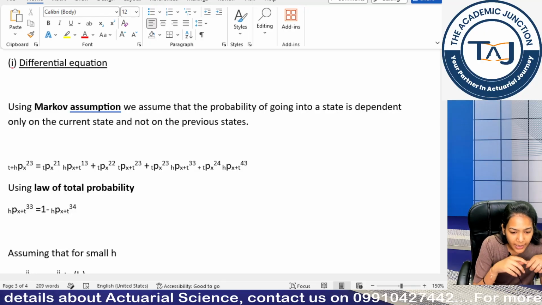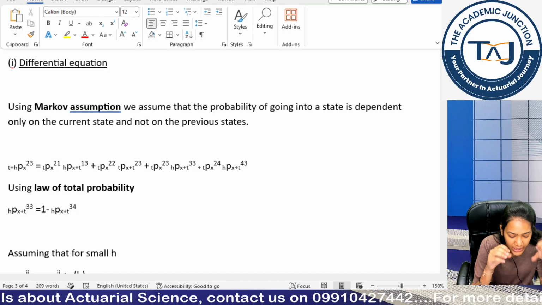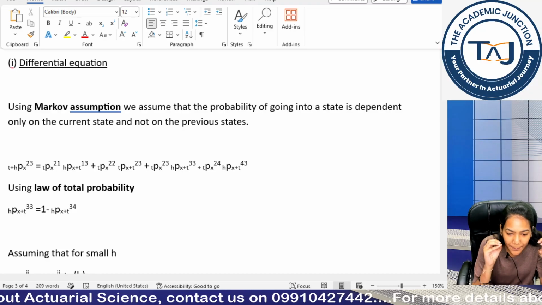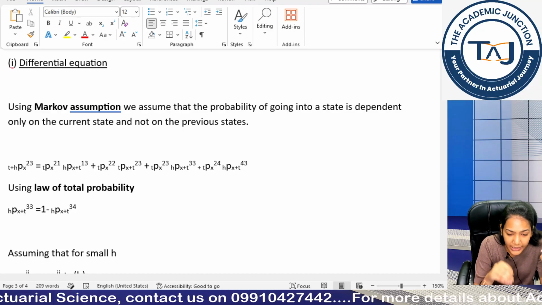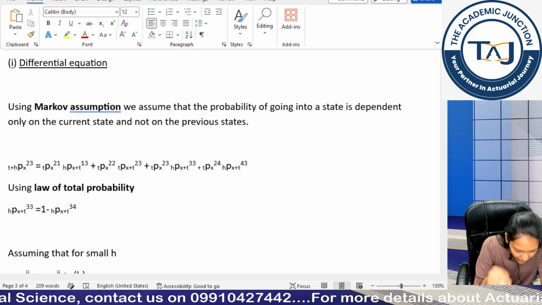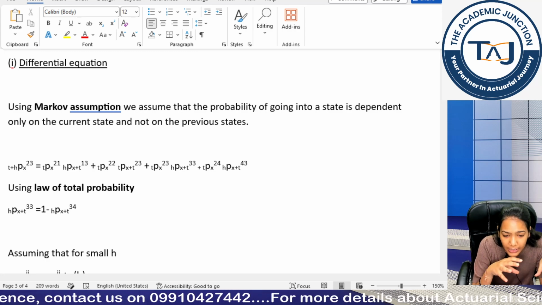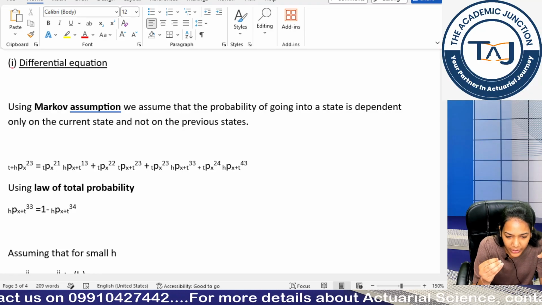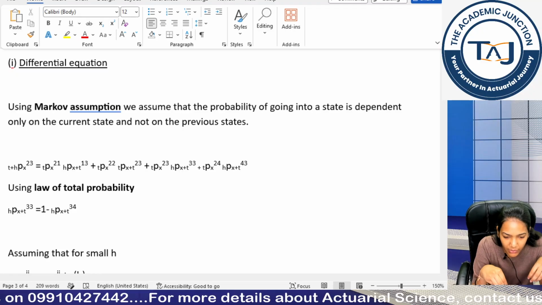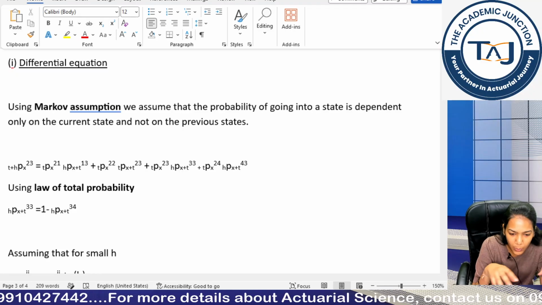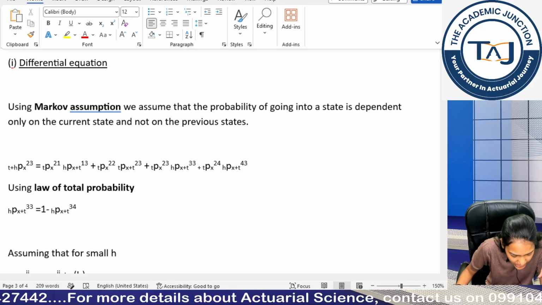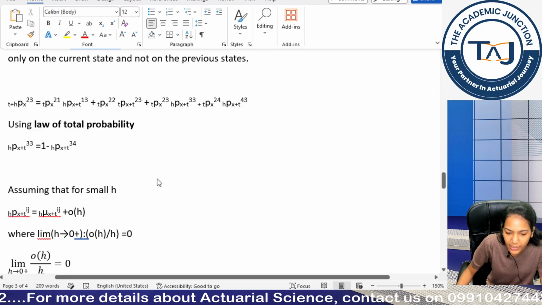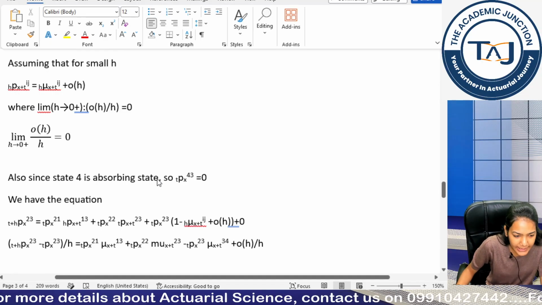Please message our team, and if you want a particular question to be solved by me, then also you can message our team. The class aim was to give you a practice question on how we can write a differential equation, because it is one of the common questions asked from chapter 4-5 basically, that is inhomogeneous and homogeneous Markov chain. Similarly, you can also solve a question for time homogeneous. This was time inhomogeneous, so you could have solved through that as well. Is that clear?